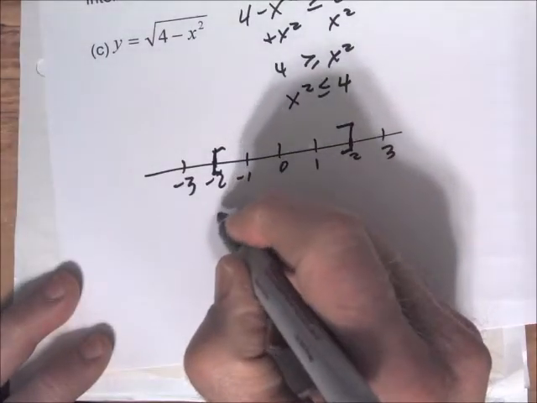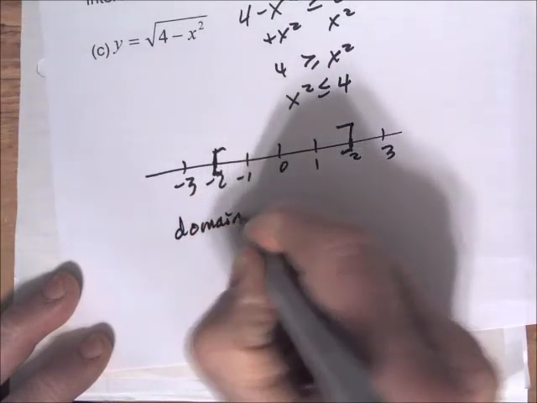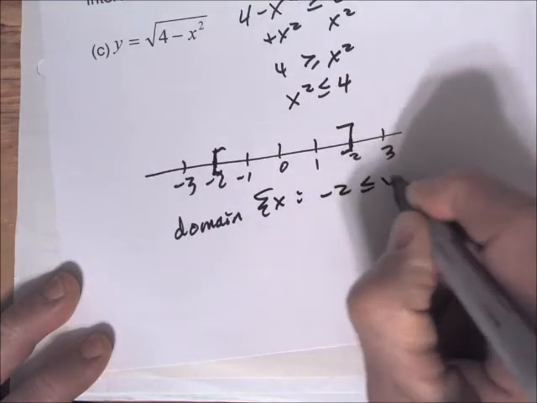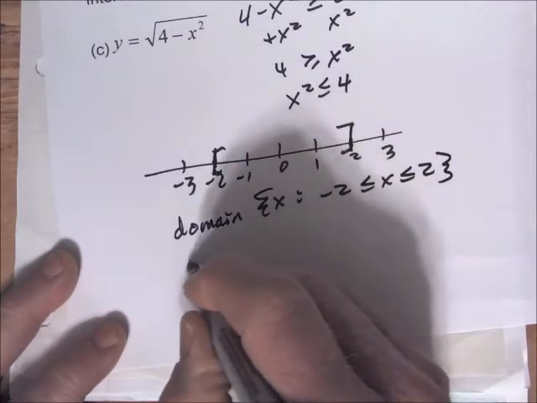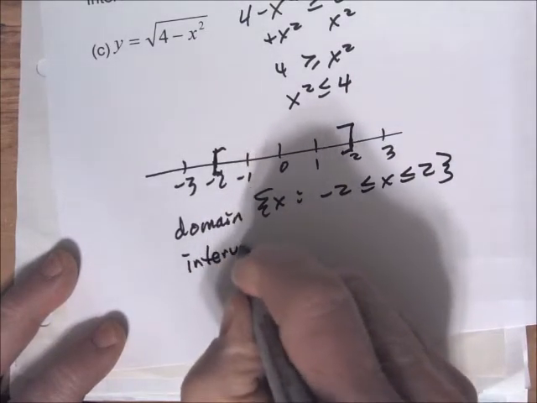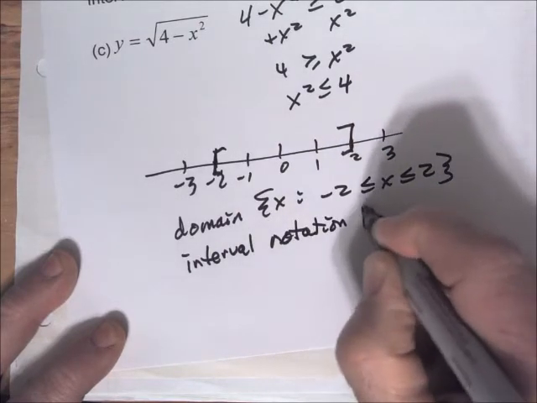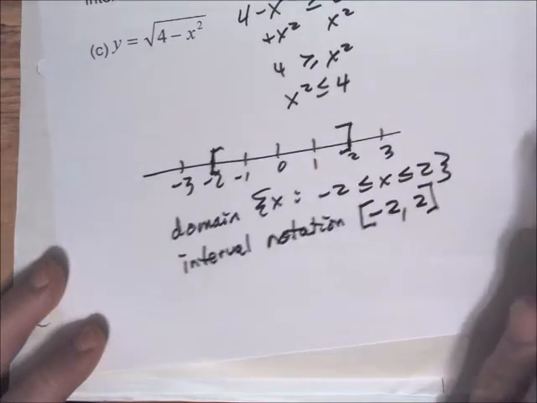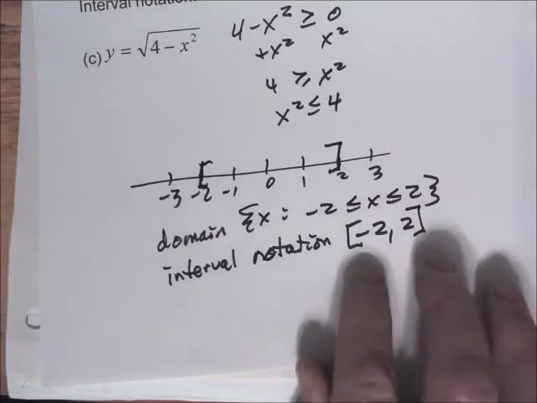So the domain is going to be the set of x such that minus 2 is less than or equal to x less than or equal to 2, or in interval notation, you could write square brackets, minus 2 comma 2. The square brackets indicate that you include negative 2 and 2, that you include the 2 endpoints.